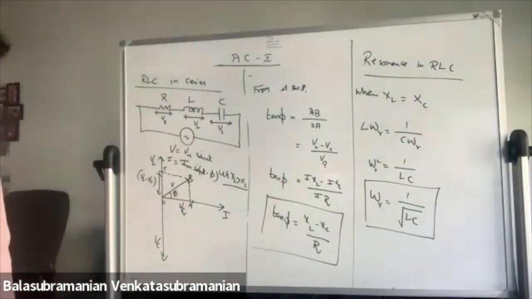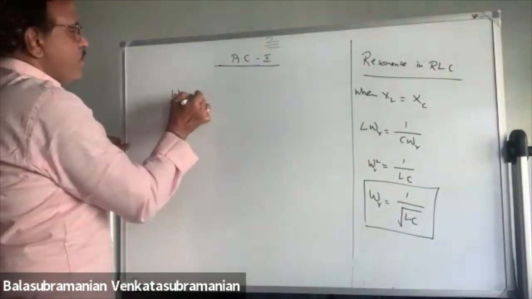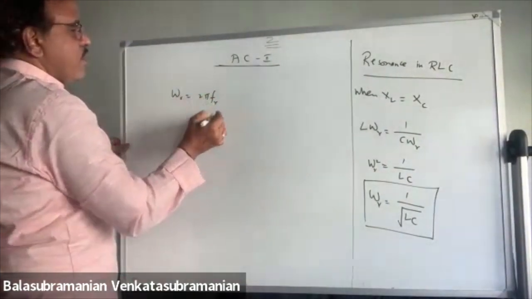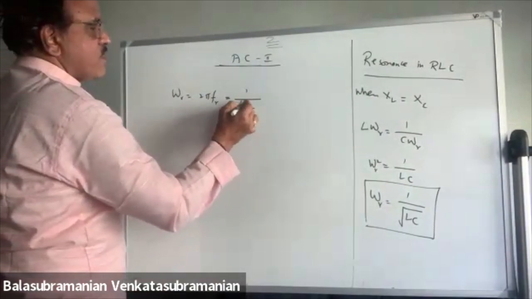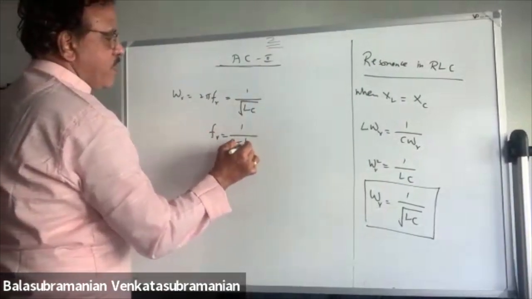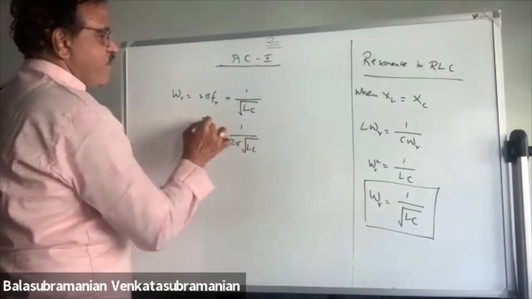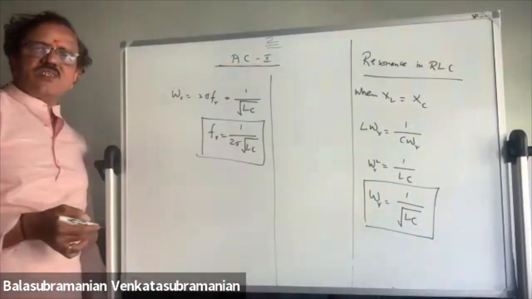Resonant frequency I want, sir. You can write, omega is 2 pi f, that is 1 by root of LC. So f is equal to 1 by 2 pi root of LC. This is the resonant frequency in the case of an RLC series circuit.